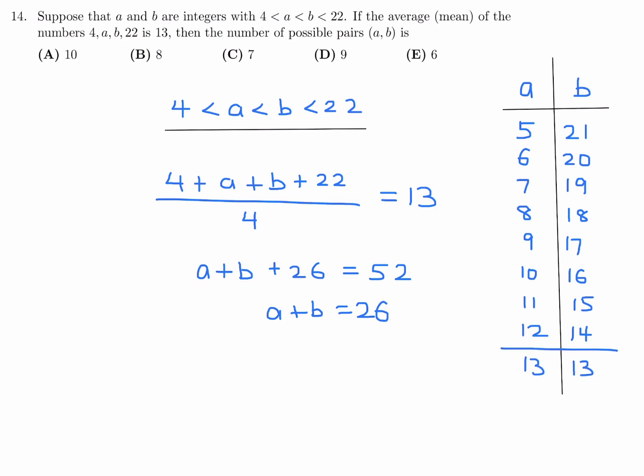But at this point, this one is invalid because b has to be greater than a. So the only ones that are valid are 1, 2, 3, 4, 5, 6, 7, 8 of them, 8 pairs. So number 14, the answer is B.